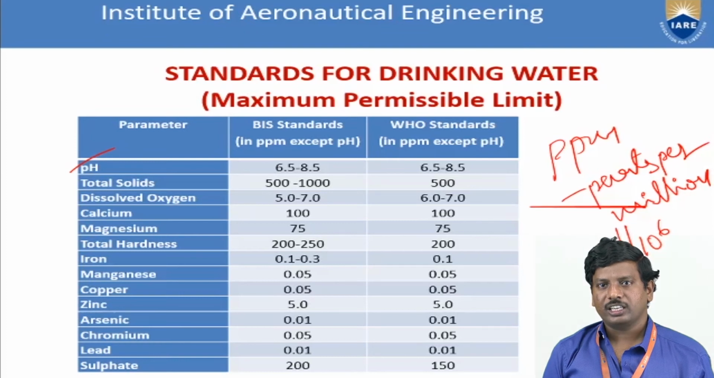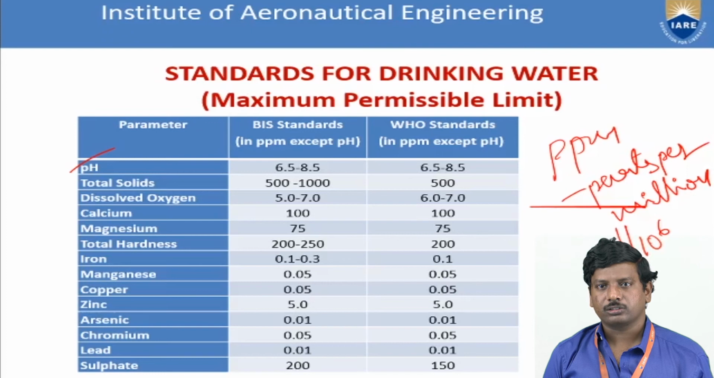And next one is about the inorganic salts present in the water. The first one is calcium. Calcium is very important for the parts present in the human body. According to BIS standards it is nearly 100 ppm, whereas the WHO standard is also 100 ppm. Next one, magnesium. Magnesium salts are also applicable to digestion in human beings, and the limit is 75 according to BIS and 75 according to WHO.